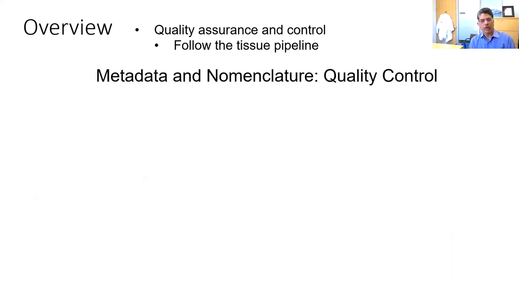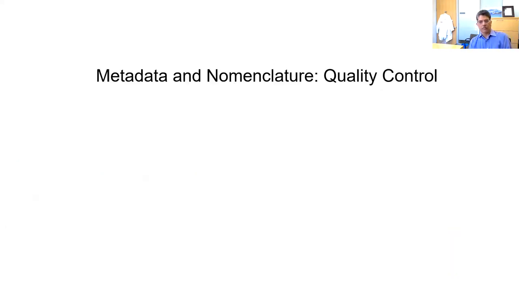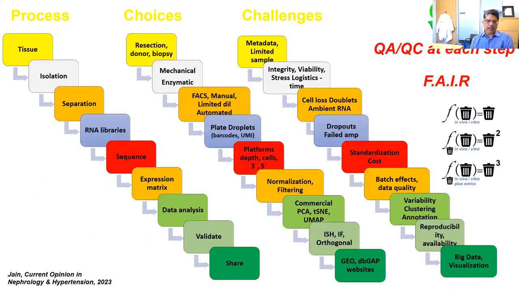Next slide. Let me go first to the metadata and nomenclature and give a few points on quality control. Next slide. Taking an example of single cell technologies, this is a tall order, where the process starts from tissue acquisition. There are many different steps highlighted on the left, going from isolation all the way to the end, sharing the results with the community.